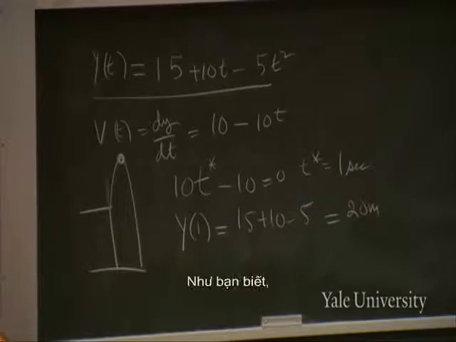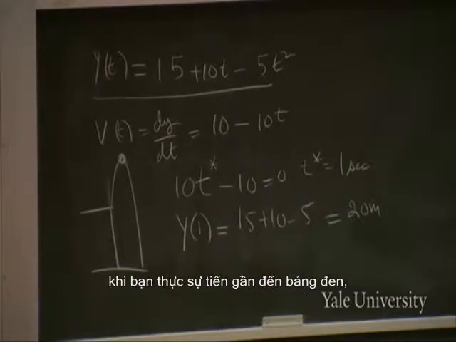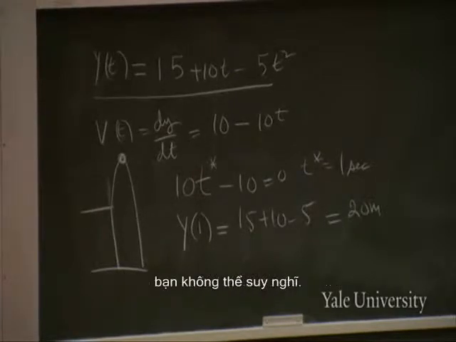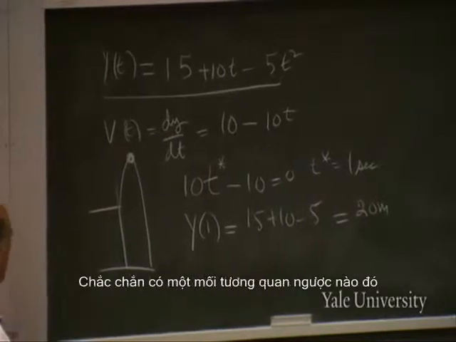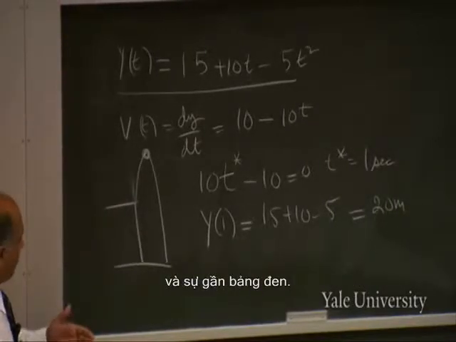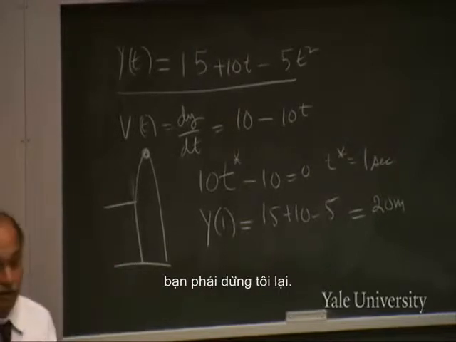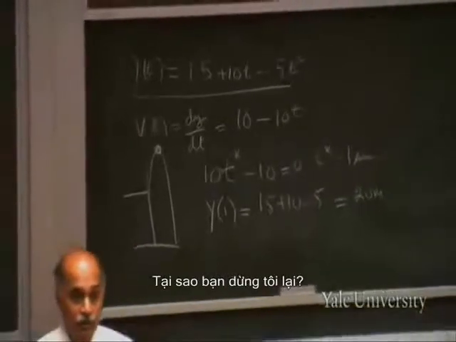By the way, you will find that I make quite a lot of mistakes on the blackboard. You're going to find out, one of these years when you start teaching, that when you get really close to the blackboard, you just cannot think. There's definitely some inverse correlation between your level of thinking and the proximity to the blackboard. So if you find me making a mistake, you've got to stop me. Why do you stop me?